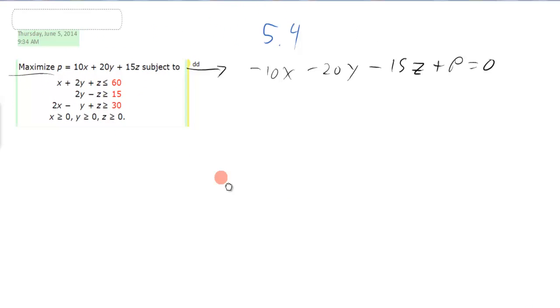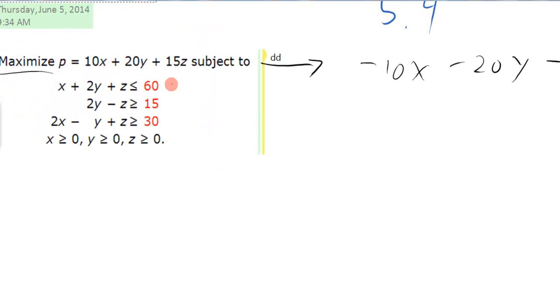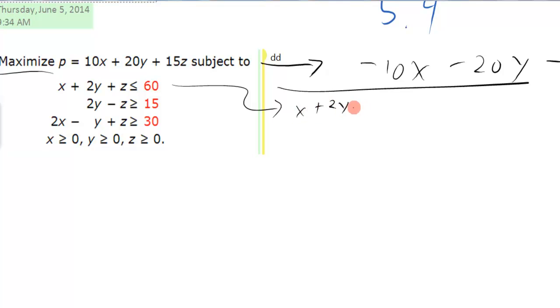Now, let me make this a little bigger. For each of these constraints, we're going to need slack variables. For the first one, I'm going to be adding, because if this stuff over here is less than or equal to 60, then I need to add in a variable. I can't use p. I need to add in a variable to make it equal to. Then we use the same logic. I've got 2y minus z. Now, if this stuff is greater than 15, I'm going to need to subtract to bring it down, so that way it's equal to.